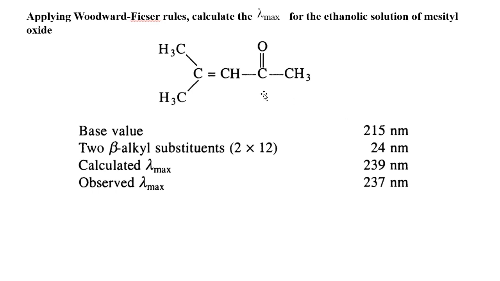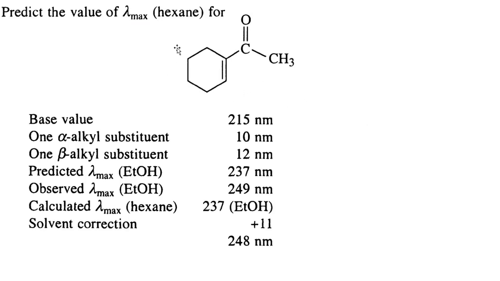It is the alpha position, it is the beta position. You can see this beta position consists of 2 methyl groups or 2 alkyl groups as the substituent, and hence 2 beta alkyl substituents contribute a value of 2 into 12, that is 24 nanometer as the increment. Thus, the total calculated lambda max will be 239 nanometer for this molecule mesityl oxide. Then see the next example. It is an alpha beta unsaturated ketone.